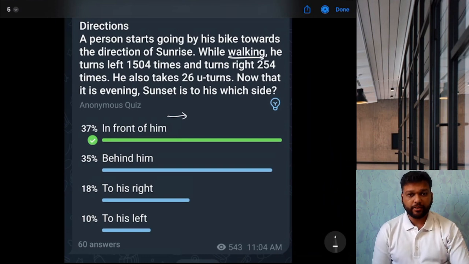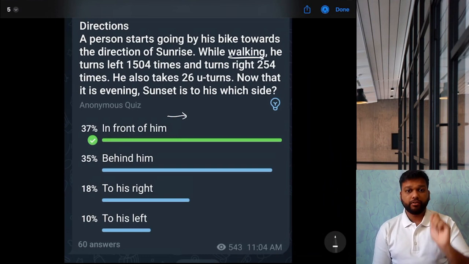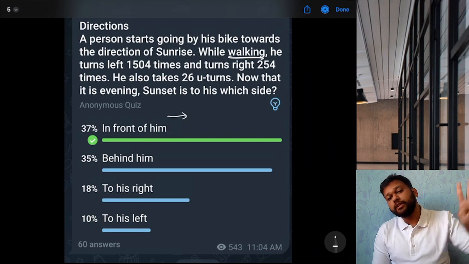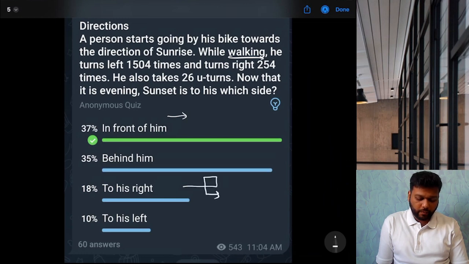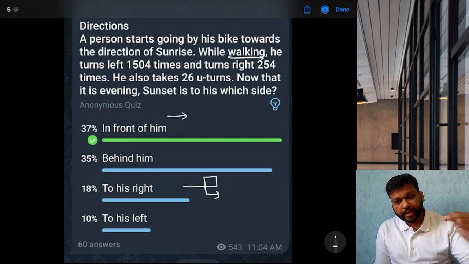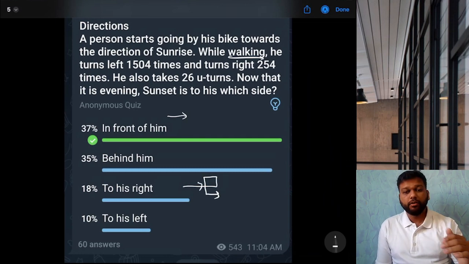Now understand, whenever you turn left 4 times, you are going in the same direction again. Why? See, let's say you are going like this. You turn left 1, 2, 3 and 4. So when you turn left 4 times, you are again going in the same direction which you were going before.